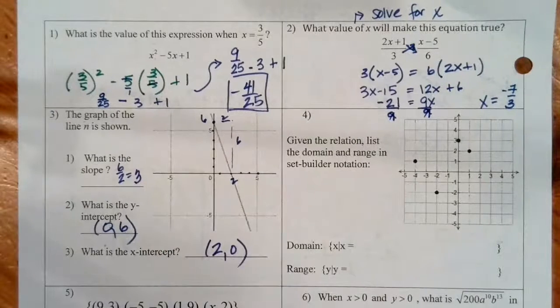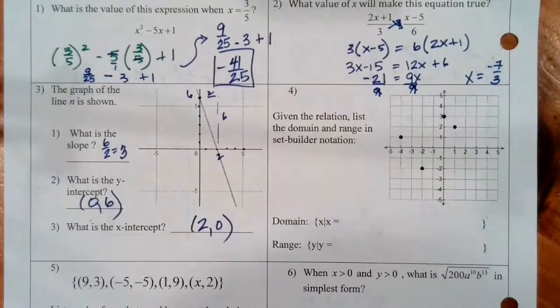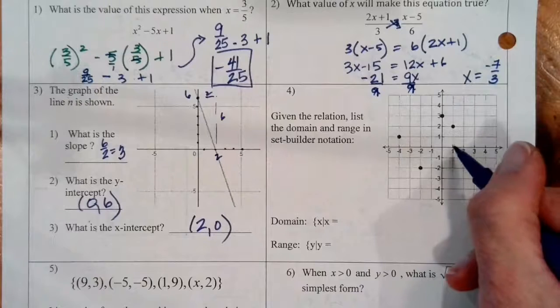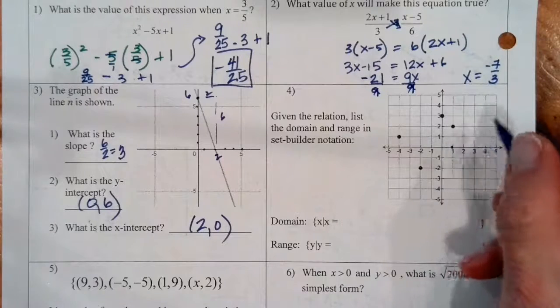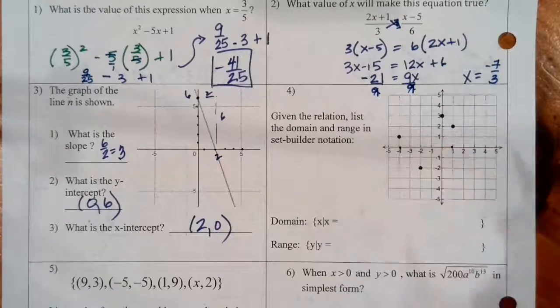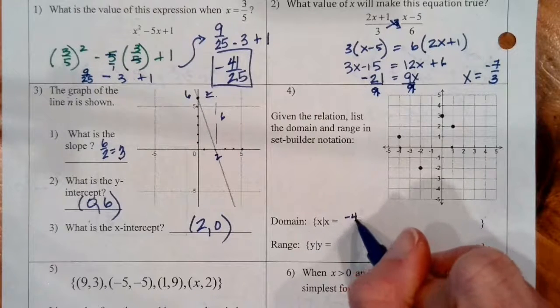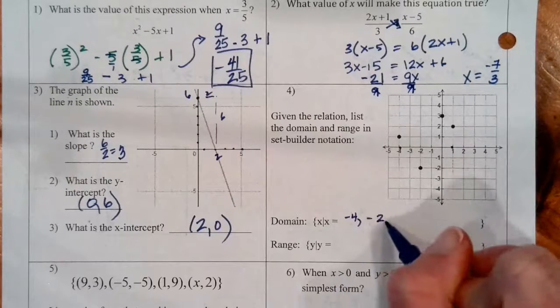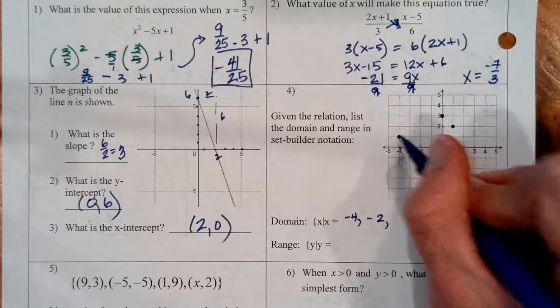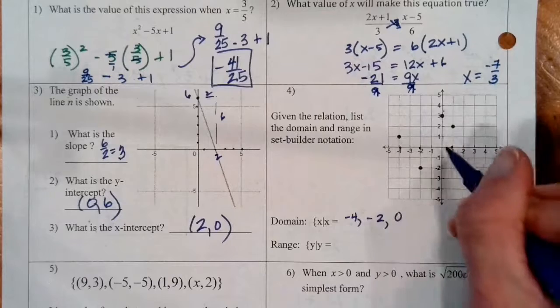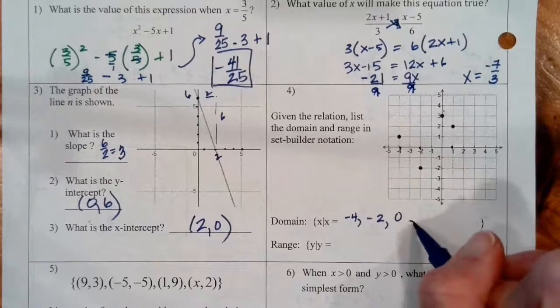Alright, given the relation, list the domain and range in set builder notation. So my domain is going to be all my x's, and we can start here. All the values of x such that x is equal to negative 4, negative 2. Here's an x value of negative 4, an x value of negative 2. Here's an x value of 0 and an x value of 1.